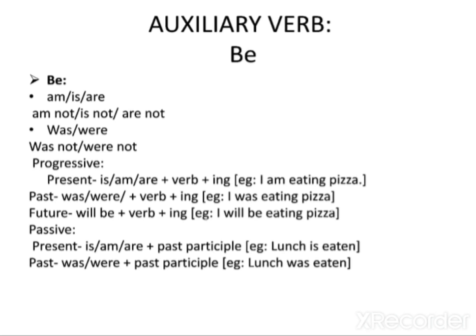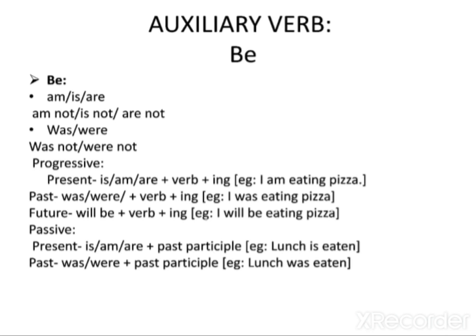But for the past, we are going to use the past tense was and were plus verb ing. So progressive will always have a verb ing. The thing that changes the tense of it is the verb to be. We have future progressive or future continuous.